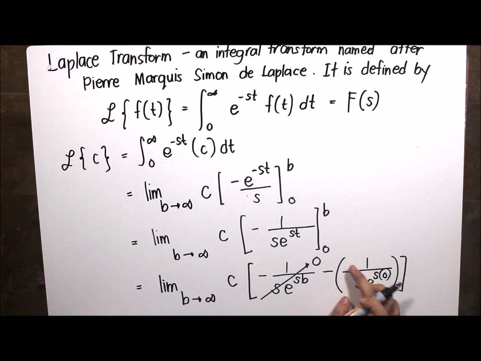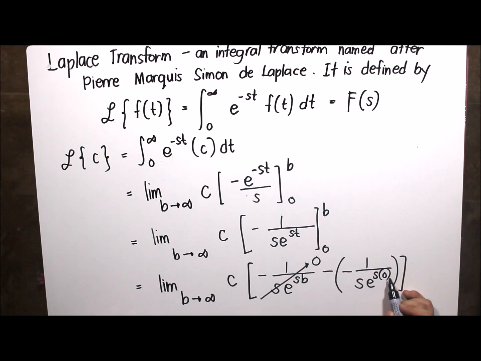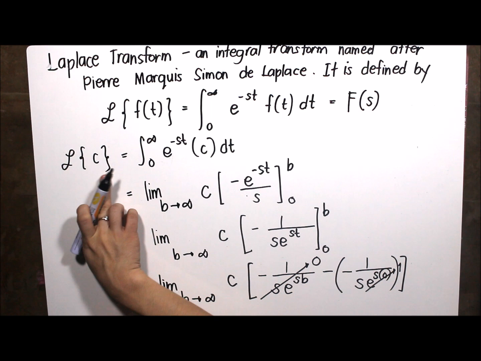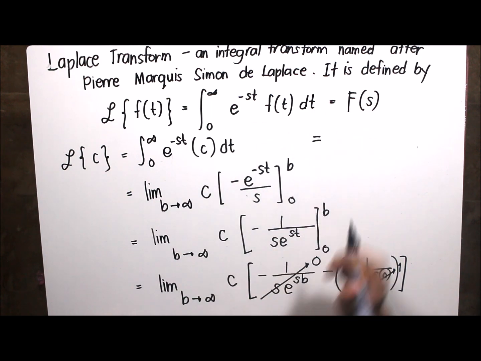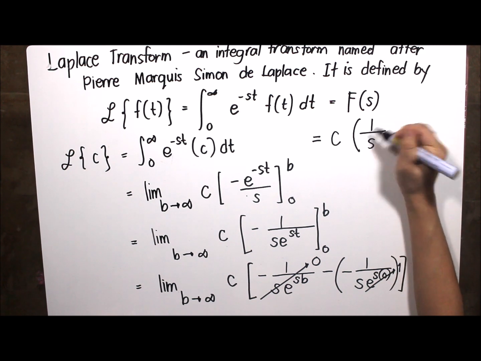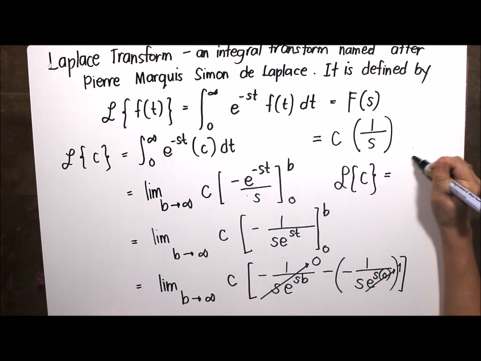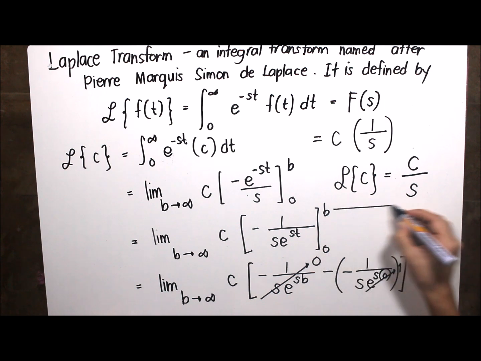Minus, that will make that positive. S times 0 would be 0. E raised to 0 would be equivalent to 1. So this particular function will be equivalent to 1. Therefore, this will be positive 1 over s. So if we take this particular limit, the answer for the Laplace transform of c will be equivalent to c multiplied to positive 1 over s. Therefore, the Laplace transform of a constant is c over s.